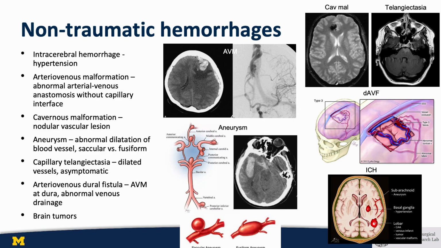A cavernous malformation is a nodular vascular lesion with high propensity for repeat bleeding and seizures. So it doesn't always need treatment unless it becomes more symptomatic.